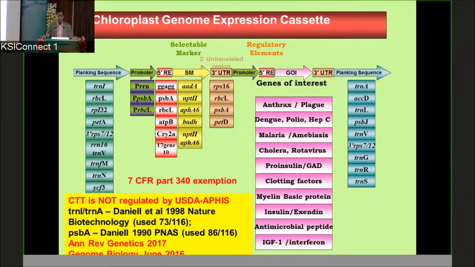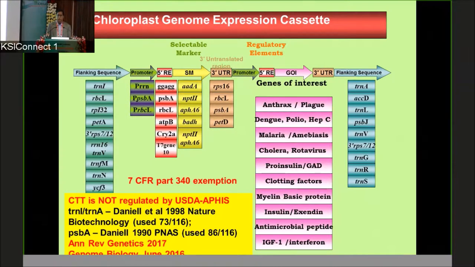And this is done in a very simple manner. Insert the foreign genes into the intergenic spacer region. This is done by homologous recombination. Essentially, take two flanking sequences, insert the gene with the selectable marker in it, and then by double homologous recombination, they get inserted into the chloroplast genome in a site-specific manner.